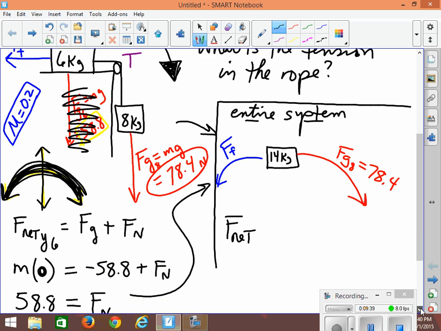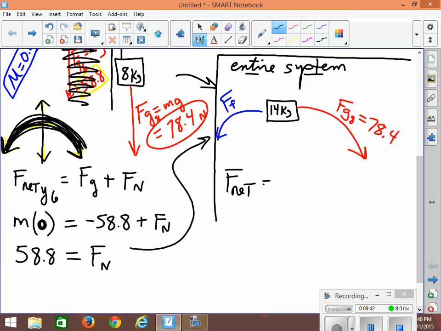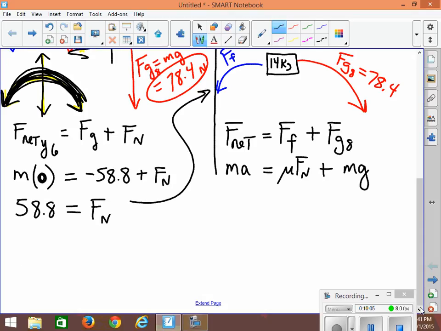So, let's go to our simpler picture. F net is simply the frictional force that's trying to pull it one way, and the gravitational force from the 8 kilogram block only that is pulling it the other way. And this time, we're hoping that there's an acceleration, so I'll just put ma here. And the force of friction we know is mu Fn. And of course the force of gravity is mg. And we have enough numbers that we can fill them all in. The mass is the entire system, 14 kilograms. And we want to find out how it's accelerating.